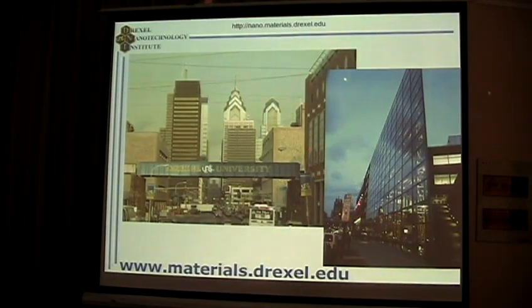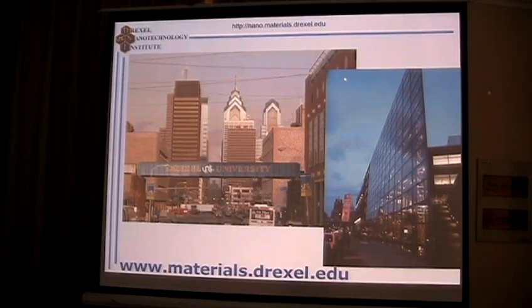So this building is here in this picture, and the adjacent building is our Bossone Research Enterprise building, where we have our Nanotechnology Institute. The first floor has centralized research facilities, microscopes, spectrometers, including Raman spectrometers, which were used to produce much of the data I'm going to present today, and other instruments. And another floor contains labs here.